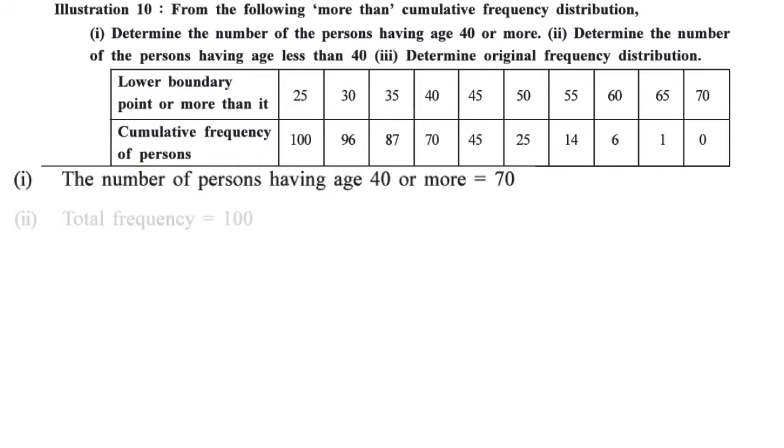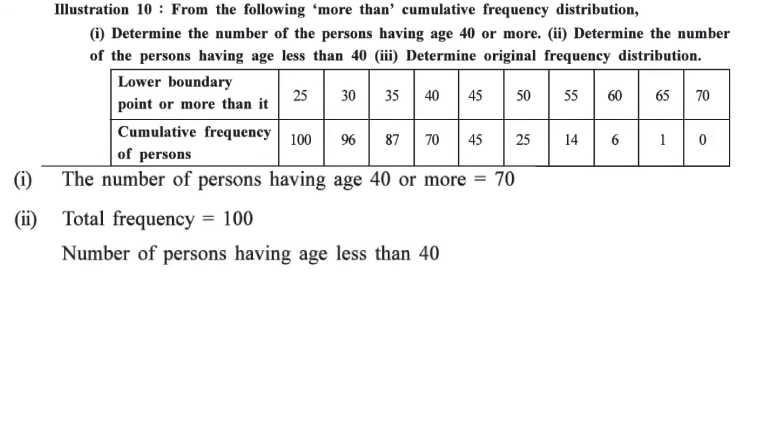So what we are going to do, we are going to calculate that the total frequency is 100. How? The very first value, lower boundary point is 25, and in front of that the cumulative frequency is 100. Now we should remember that in more than type frequency, the very first frequency is the total of the whole data. In the less than type, the last frequency is the total of the whole data. The more than type, the first frequency is the total of the whole data. So first frequency here is 100. So total frequency is 100.